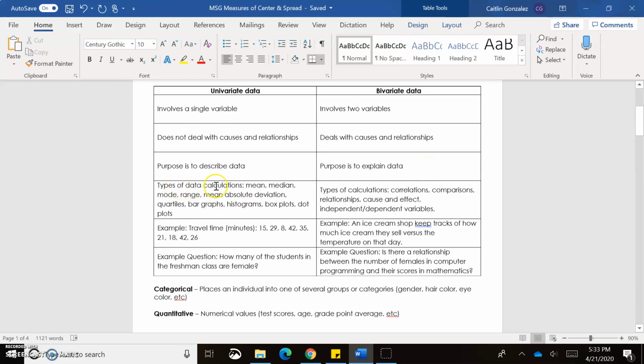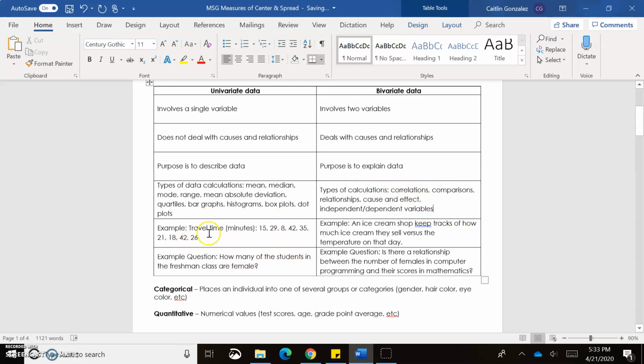So types of data calculations for univariate data would be mean, median, mode, range, mean absolute deviation, quartiles, bar graphs, histograms, box plots, dot plots. Those are all things that you guys have seen before. Some calculations we would use for bivariate data would be correlations, comparisons, relationships, cause and effects, and independent and dependent variables. Those are going to be newer things. We haven't really worked too much with bivariate data yet.